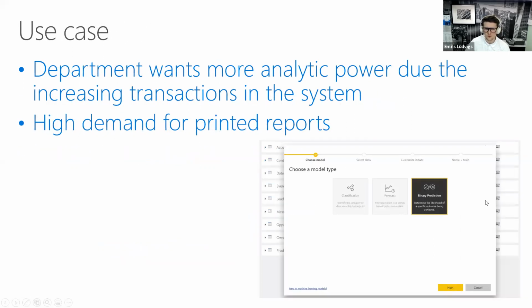So maybe the use case could be that we have a department that wants bigger analytic power because some kinds of transactions have increased in the system, and to handle the flow of the numbers and the data, we need higher capability to analyze it. So we could use these premium per user features to analyze the data much better, or improve the pipeline as we develop it.